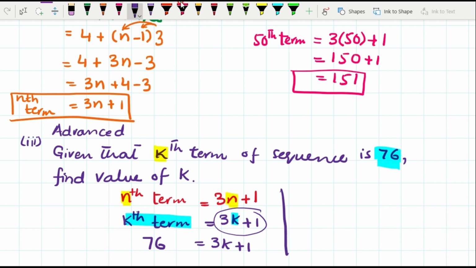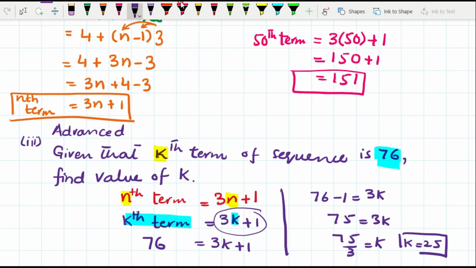That will be 76 minus 1, 75, equals 3k, and it gave us 25. So you can say that k is 25.